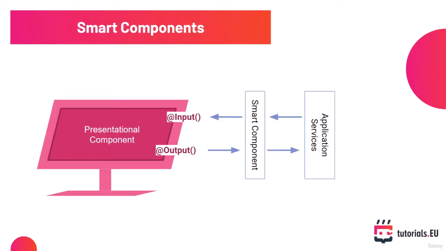Now on the other side, we got smart components. Smart components are components that deal with higher level application concepts. Unlike a calendar or date input, smart components inject application-specific services directly and store or retrieve data from the backend. An example of a smart component in our application is the task list component.